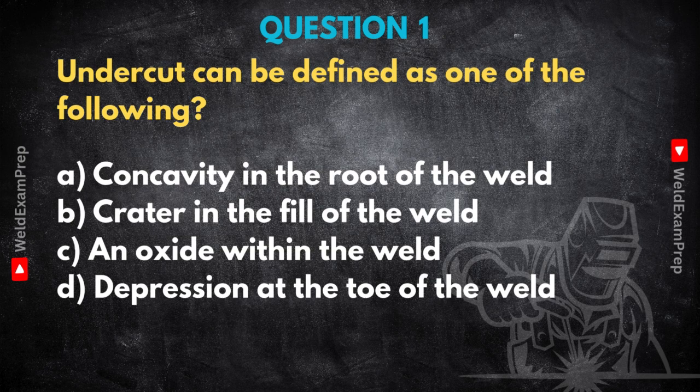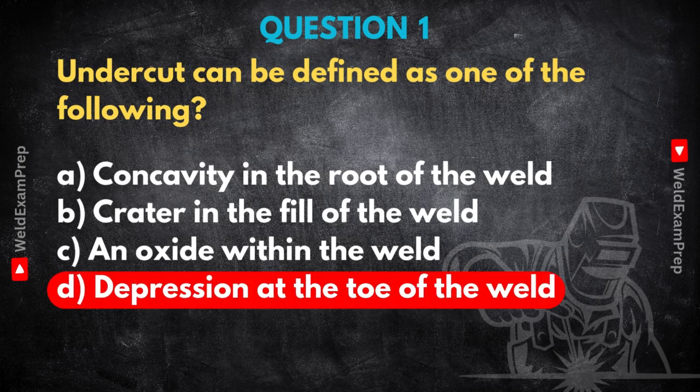Okay, let's unpack this one. Undercut. It's a word you hear a lot, and it's definitely something inspectors need to spot. So what's the right answer, and why might people get tripped up by the others? Well, the correct answer here is definitely D, depression at the toe of the weld. Basically, undercut is like a little groove melted into the base metal right beside the edge of the weld, the toe, or sometimes the root, but it hasn't been filled back in with weld metal.